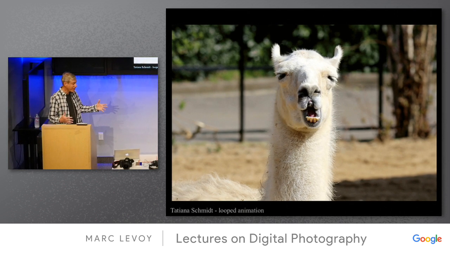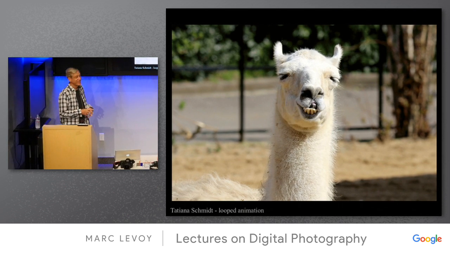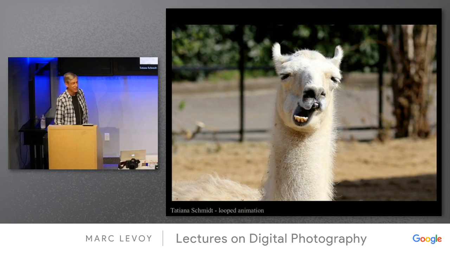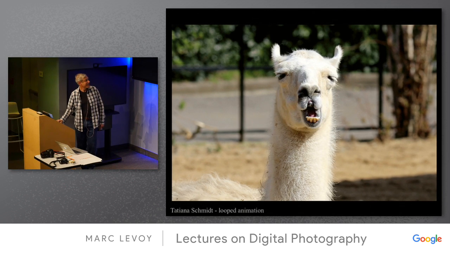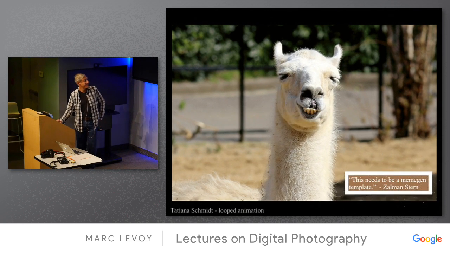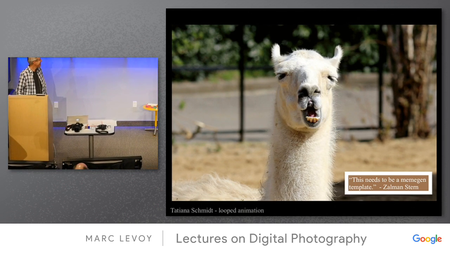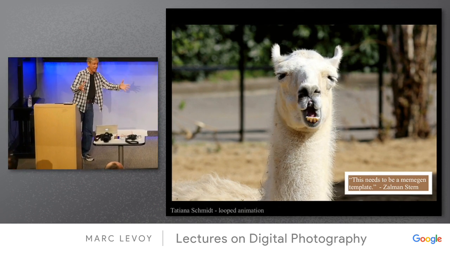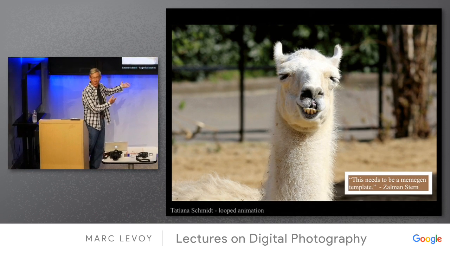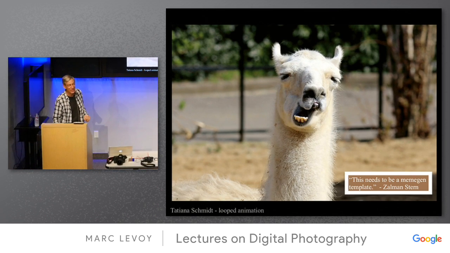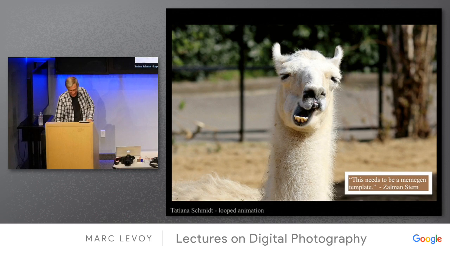So I don't know if this qualifies as burst photography. It's an animated GIF, of course. But I think the best part of this is the comment by Zalman. It says it needs to be a meme gen template. So your next assignment is figure out what that meme gen template would say. What's the framework of words for it? All right.